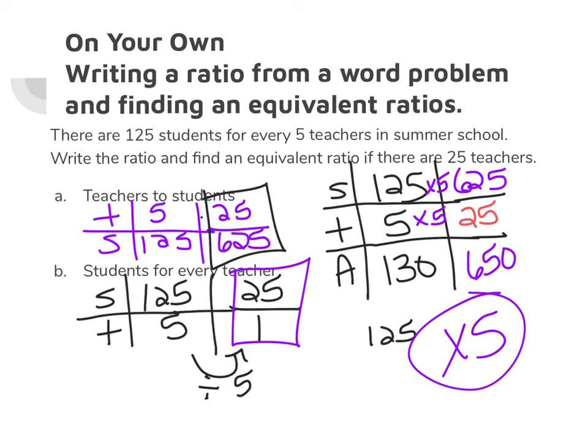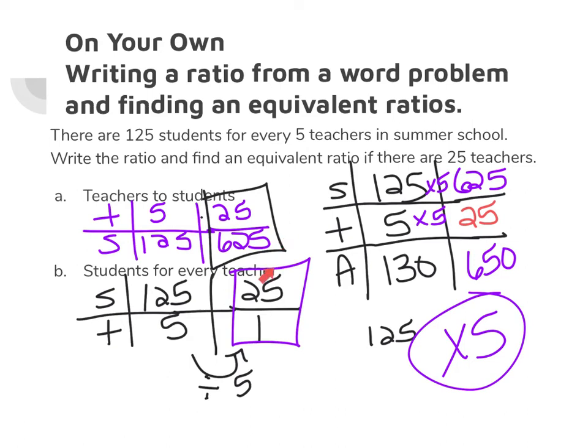So here we have students to teachers. So I went ahead and reversed my table. So I have teachers to students. So I went 5 to 125. So my new ratio is 25 over, or 25 to 625, not over, because we're not doing fractions, we're doing ratios. So 25 to 625.